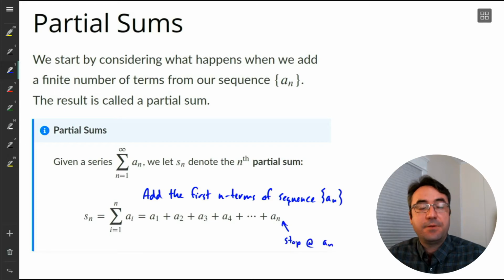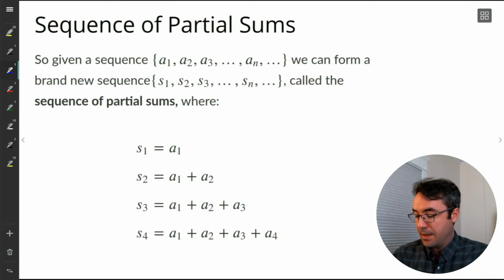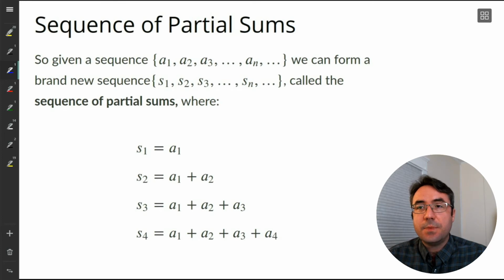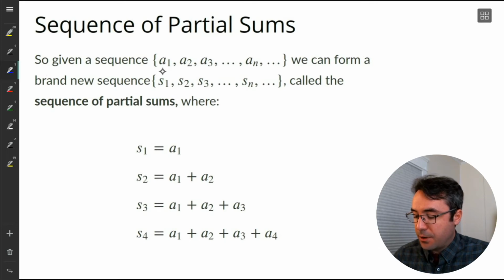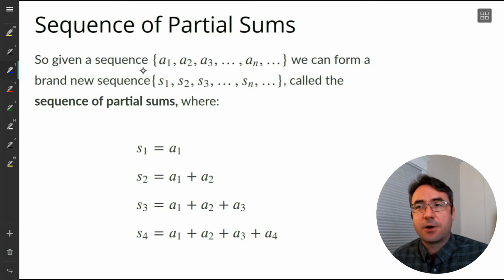All right, so let's try a few examples where we just calculate the first few partial sums for a given series. And how do we do this? Let's look at what is going to be a new sequence. We're going to call it the sequence of partial sums. So we're going to start with our original sequence. This is our original list. These are all the terms that we're trying to add together. And we're going to form a brand new sequence. This is going to be called our sequence of partial sums, and this is S1, S2, S3, and so on.